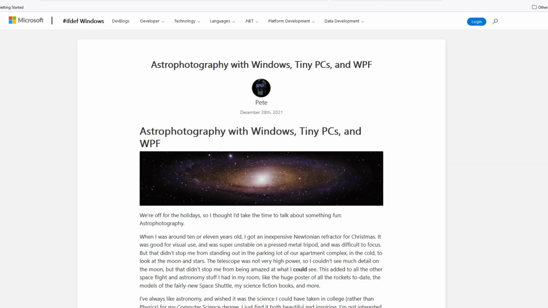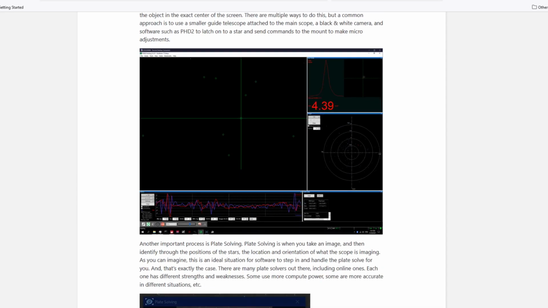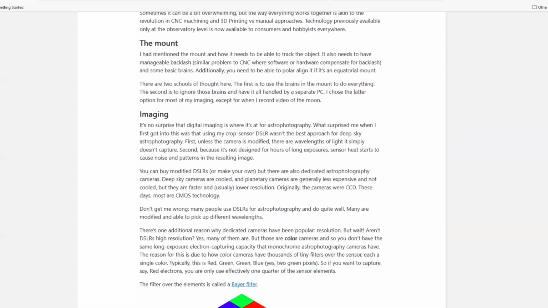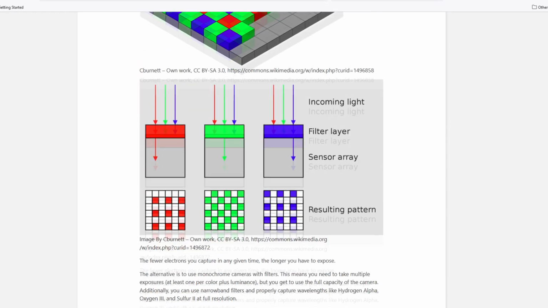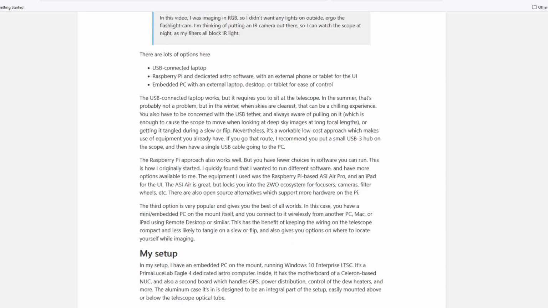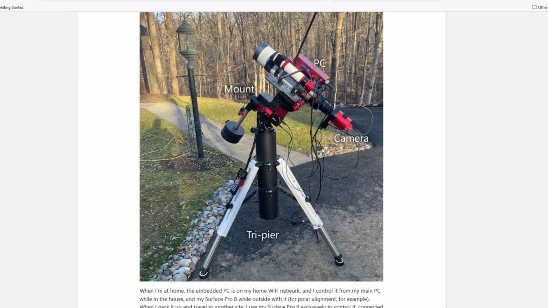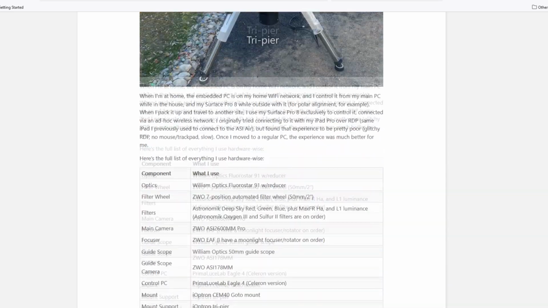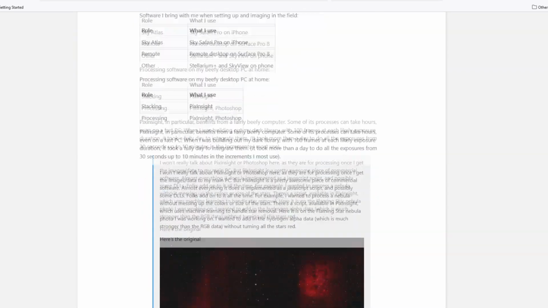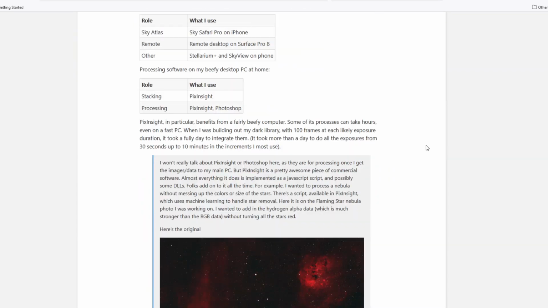So the other day, I was reading an article on astrophotography, and it's a nice article. They have some nice pictures and diagrams on the different software and hardware that you might use if you are interested in this topic. However, one aspect of it in particular stood out to me, where he goes on to talk about the different processes, how they can take hours, even on a fast PC.